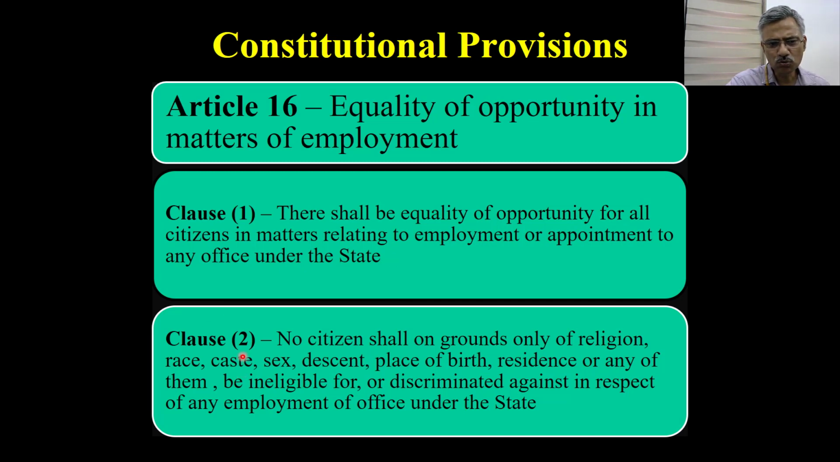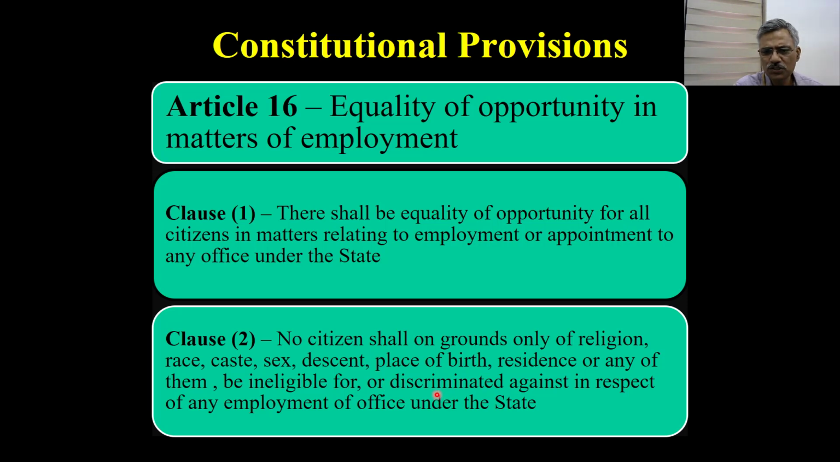Now clause 2 gives an example of clause 1. Clause 1 says there shall be equality of opportunity. Clause 2 gives us some examples with illustrations. So it says no citizen shall, on grounds only of religion, race, caste, sex, descent, place of birth, residence or any of them, be ineligible or discriminated against. So it gives special illustrations that on the basis only of religion or only of race or only of caste, there cannot be any discrimination in government jobs.